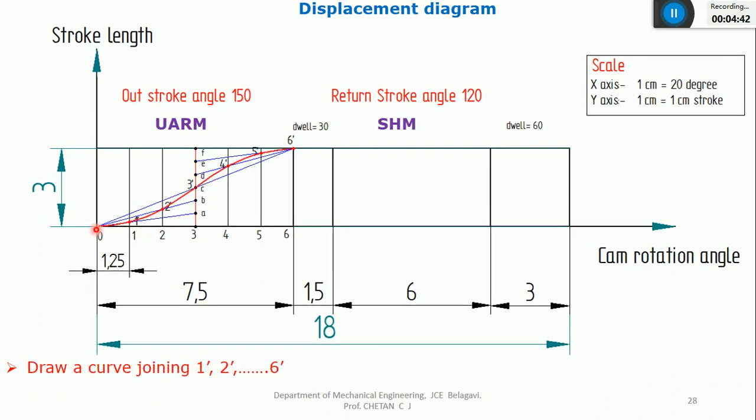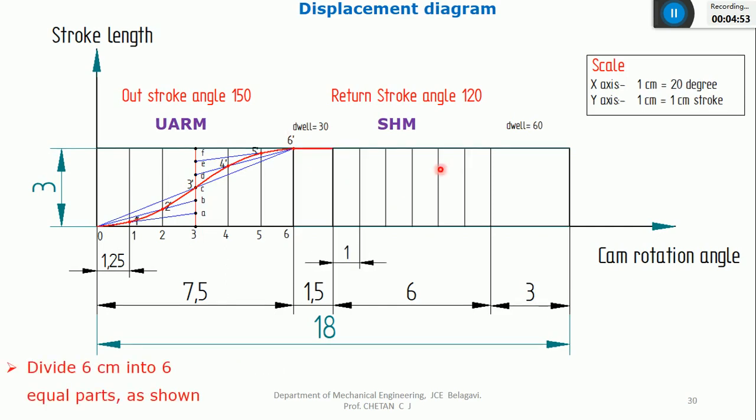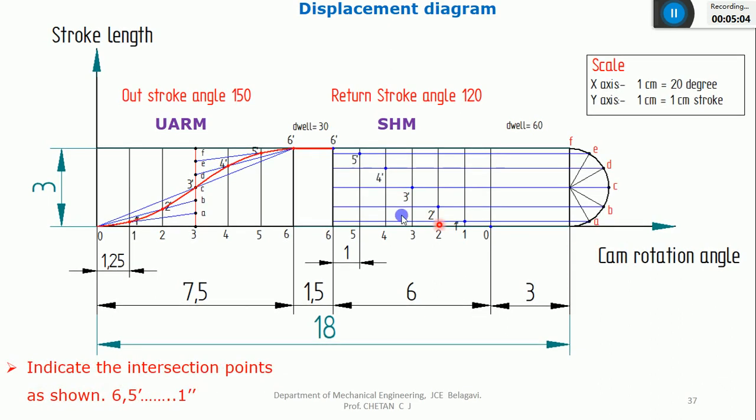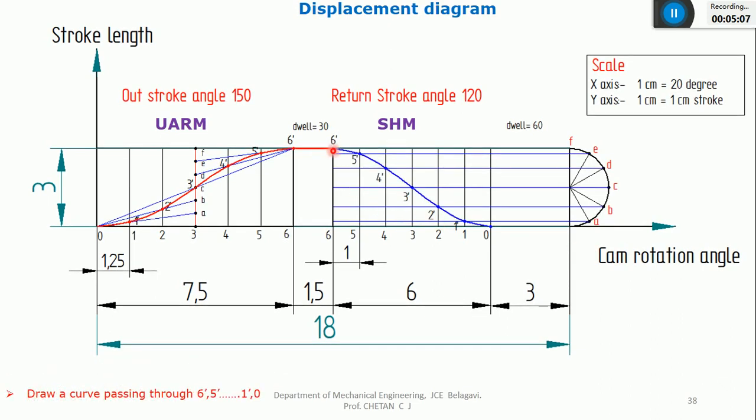I got this curve, that red color curve. It is nothing but the displacement curve for uniform acceleration and retardation motion of the follower. After that, similarly, we got the displacement diagram for the return stroke also, which is with simple harmonic motion. That's why we have used this semicircle method, and we got this continuation of the displacement diagram. So you can see the blue color line. This is a complete displacement diagram for both the outstroke and return stroke for the different types of follower motion.